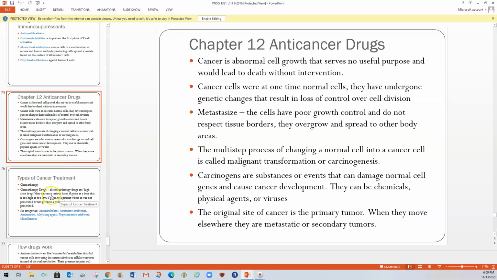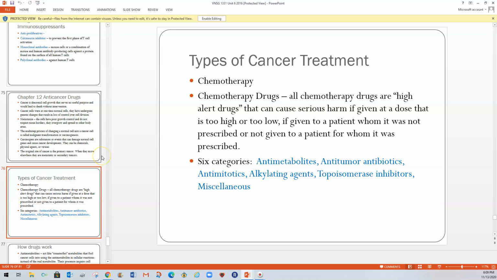Types of treatment: chemotherapy. Chemotherapy drugs, all chemo drugs are high alert drugs because you can kill someone. Too high or too low, you can hurt them. If given to a patient who doesn't need it, goodness me, we don't want to think about that. Or not to a patient for whom it was prescribed.